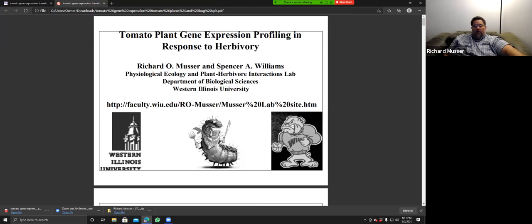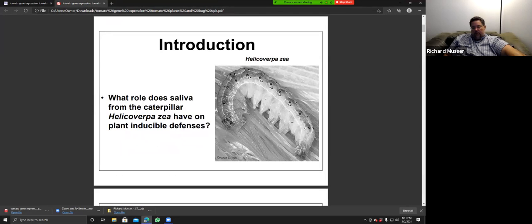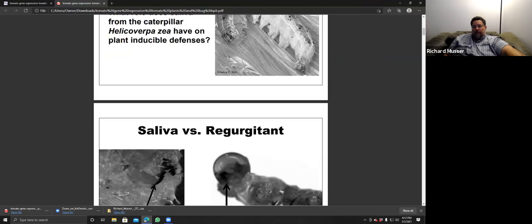So anyhow, this was one of the first studies that we had done looking at, again, Helicoverpa zea. It's a generalist caterpillar. You know a lot of this already, so I don't need to invest a lot of energy in it at this point. But again, it's a serious pest that feeds on all sorts of different plants, and it has salivary factors like glucose oxidase that can alter the plant defenses, along with other salivary compounds. I've already discussed saliva and regurgitant.